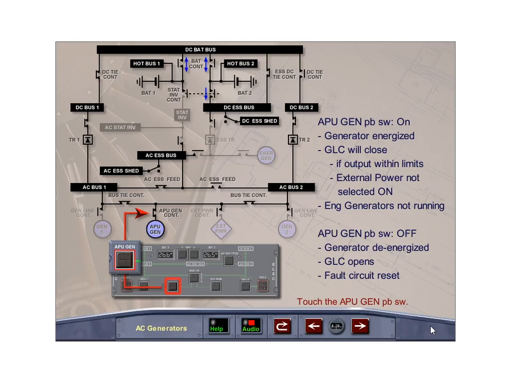Selecting the APU generator push-button switch to off will de-energize the generator and open the generator line contactor. The fault circuit is reset anytime the push-button switch is selected off. Touch the APU generator push-button switch to turn it off.